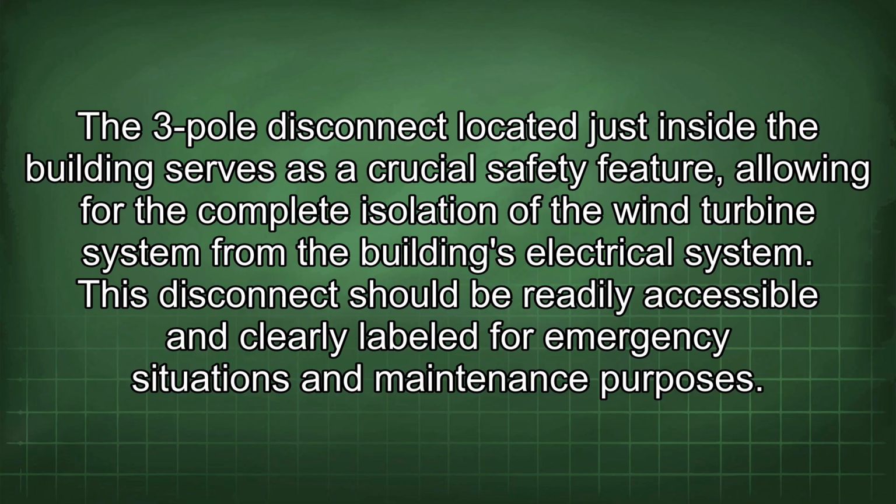The 3-pole disconnect located just inside the building serves as a crucial safety feature, allowing for the complete isolation of the wind turbine system from the building's electrical system. This disconnect should be readily accessible and clearly labeled for emergency situations and maintenance purposes.